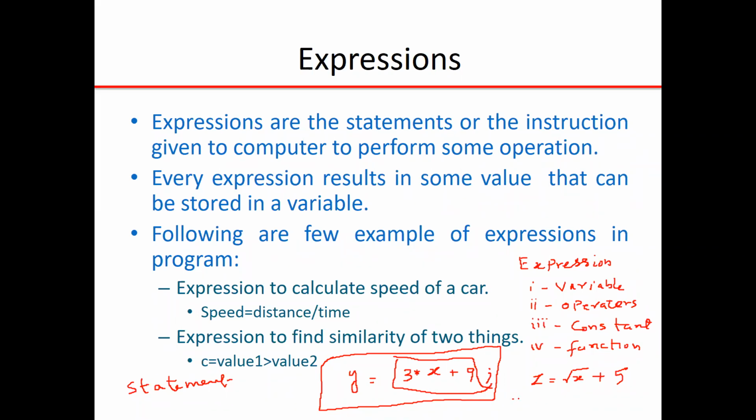So we will write this in the language like this: z is equal to SQRT(x) plus 5, semicolon. This is a complete statement. We can store the value of root x added to 5, and the answer will be stored into the variable z. This is called expression. And the whole line is called statement. This is a special type of statement called assignment statement.